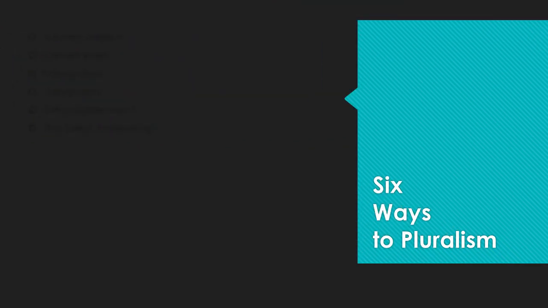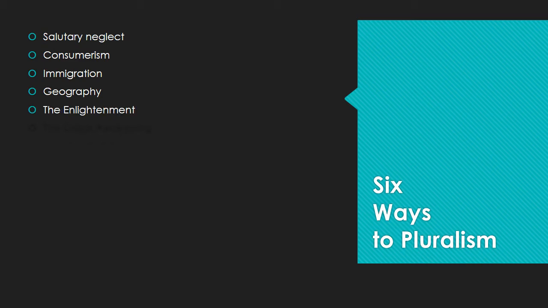There are 6 main sources we can credit for the radical religious pluralism permeating the 13 colonies in the 18th century. They are salutary neglect, consumerism, immigration, geography, the Enlightenment, and finally, the Great Awakening. So we're going to analyze each of these in order to show their effects on the pluralistic colonial society that was America in the late 18th century.